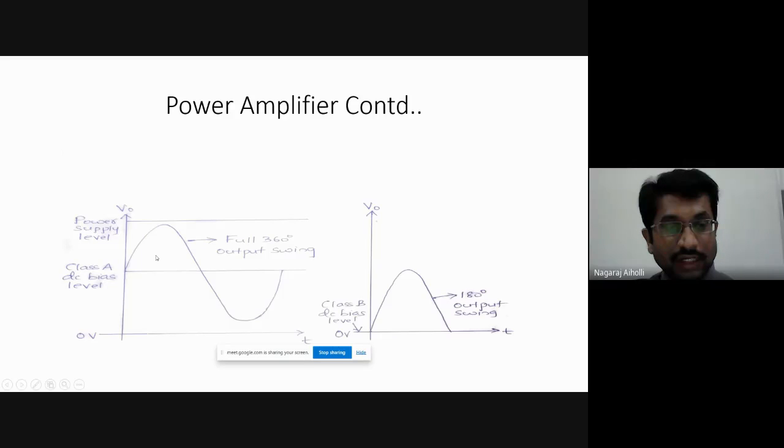The DC bias level for the class A amplifier is in between, that is, you can see it is above the zero level here. Then the positive swing is less than the output power supply level. Suppose the power supply level is 12 volts. The positive peak of the class A output may be 10 volts, so it is slightly less than the power supply level, and the negative peak is more than 0 volts, the ground level. Such amplifiers are called class A power amplifiers.